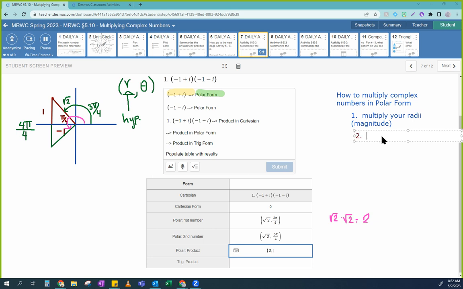And then your second set of directions, I'll put it in a different color maybe, is to add your angles, which seems weird, but it makes sense if you think about properties that you may not have used before. So here, adding your angles looks like this: 3 pi over 4 plus 5 pi over 4. I'm just going to add the numerators, so 8 pi over 4. And then you simplify, which is just 2 pi.